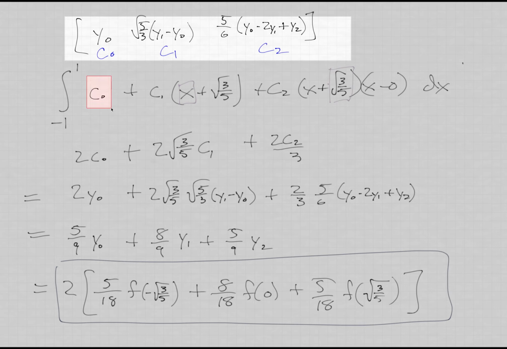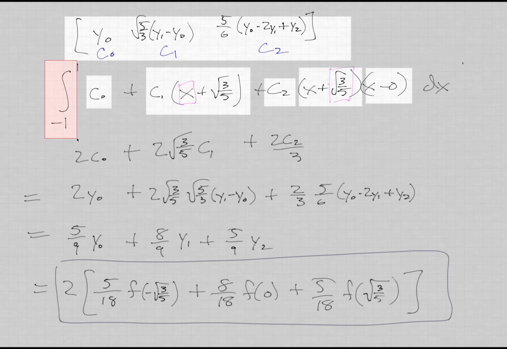Let's see, the C0 is the constant term. C1 is the coefficient of the term that involves the first sample point, which was negative radical 3/5. So it's going to be C1 times x minus negative radical 3/5, so x plus radical 3/5. C2 is the coefficient of the next term in the progressive polynomial, and that has the first factor copied from here, x plus radical 3/5, times x minus the next sample point, which would be 0, so x minus 0.